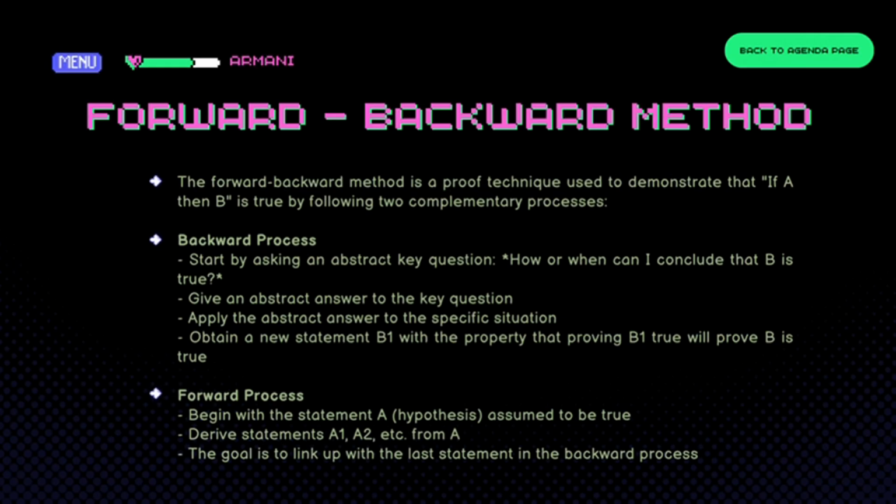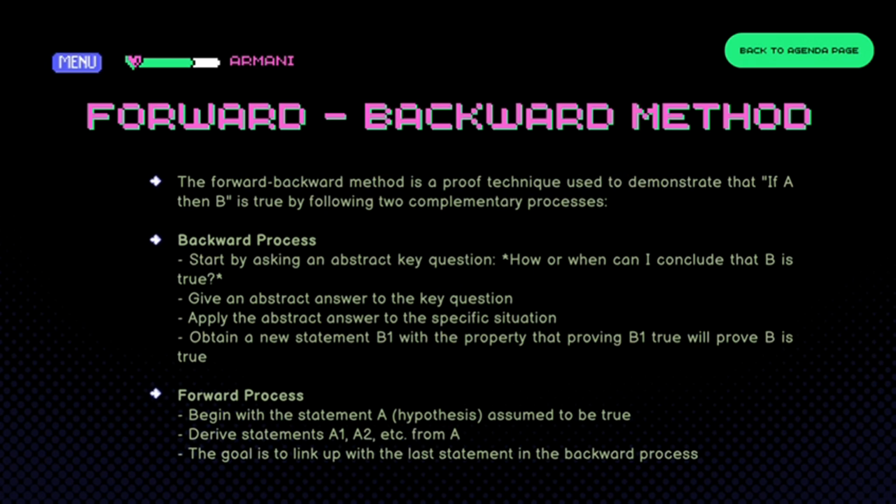Backward process. Start by asking an abstract case question. How or when can I conclude that B is true? Give an abstract answer to the key question. Apply the abstract answer to the specific situation. Obtain a new statement B1 with the property that proving B1 true will prove B is true.